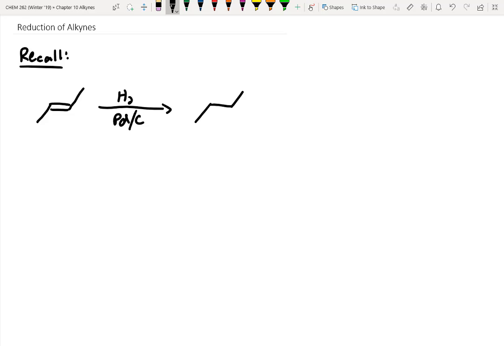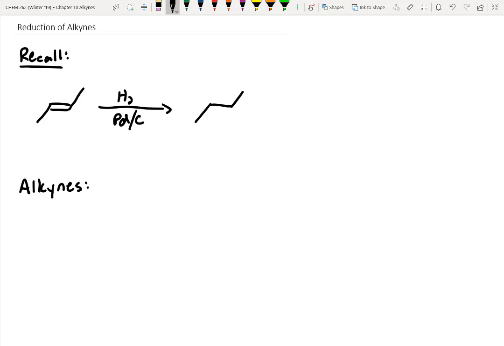Oftentimes it's palladium on carbon. Sometimes you just see platinum. Doesn't really matter. You can even use Wilkinson's catalyst, that one with ruthenium if you want. The key thing with this is you do syn addition of hydrogens and you convert a double bond to a single bond. You can do this with alkynes as well.